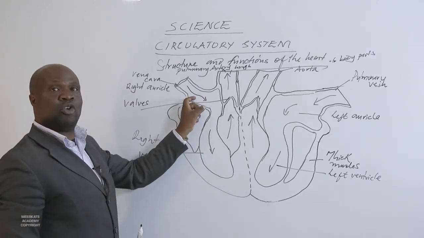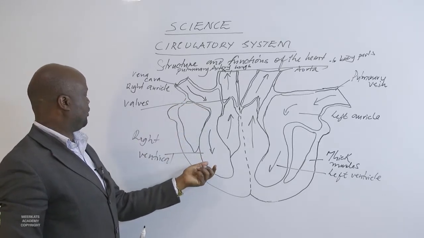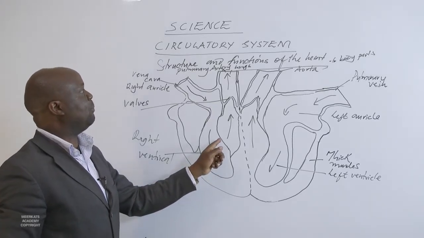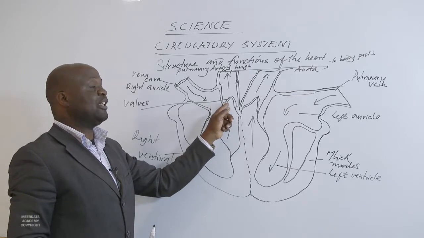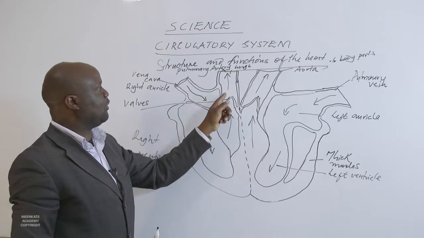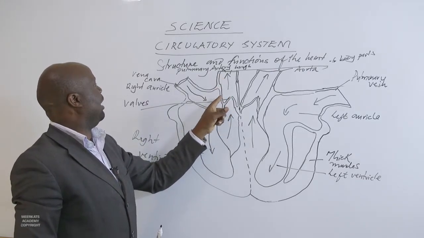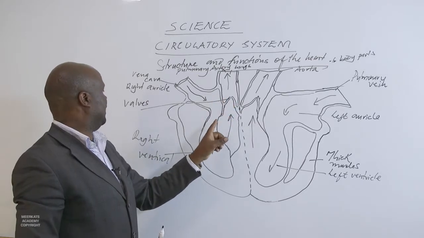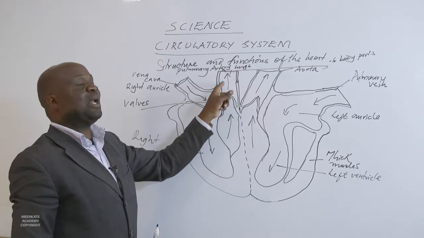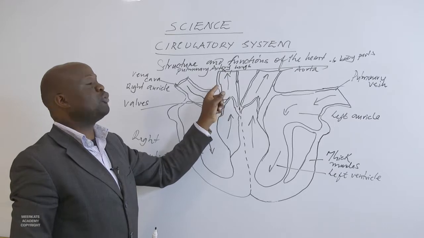Then from the right auricle, the blood is pumped to the right ventricle. Then from the ventricle, the blood goes out via this valve so that it will not come back again. It goes out via these valves, out of the right ventricle, it passes through the artery. From the pulmonary artery, the blood goes to the lungs.